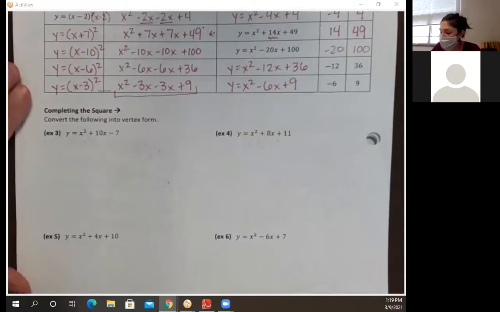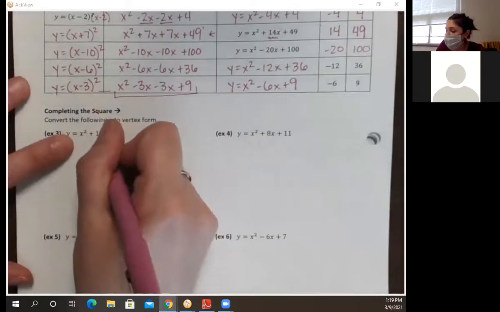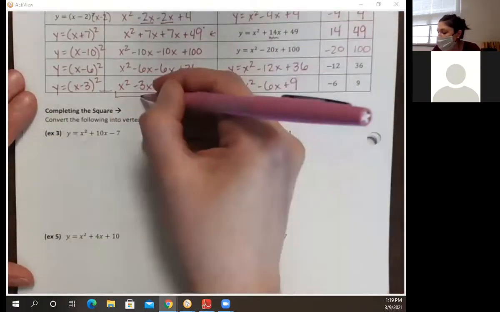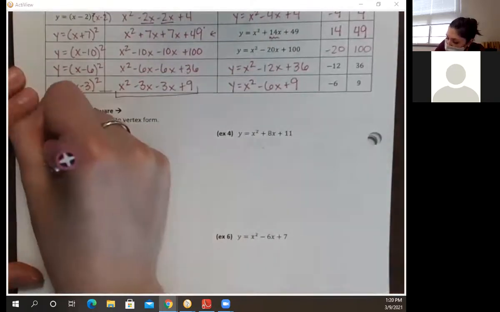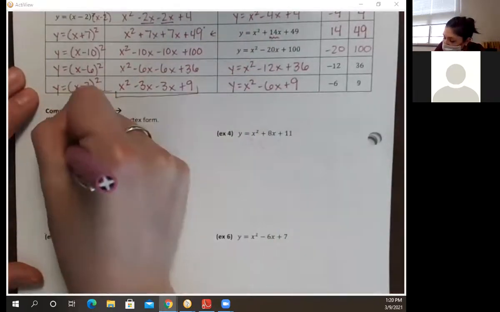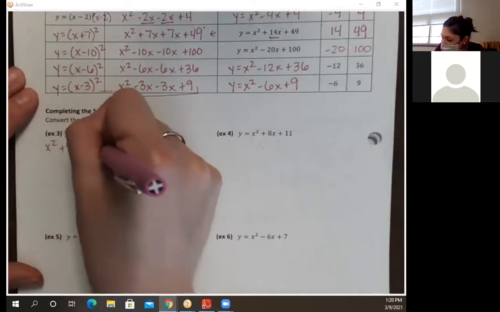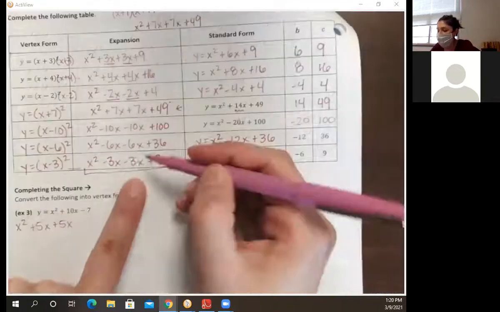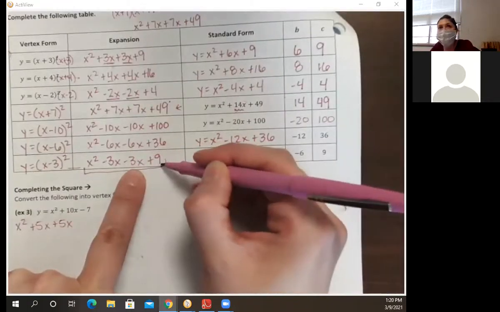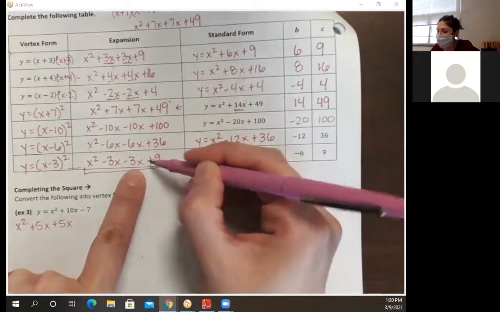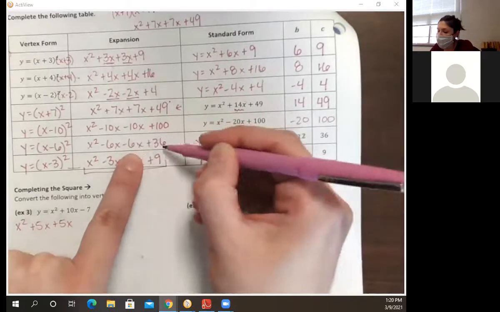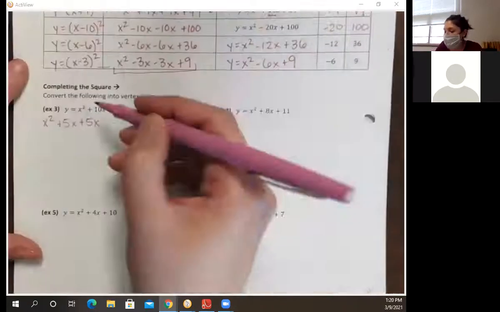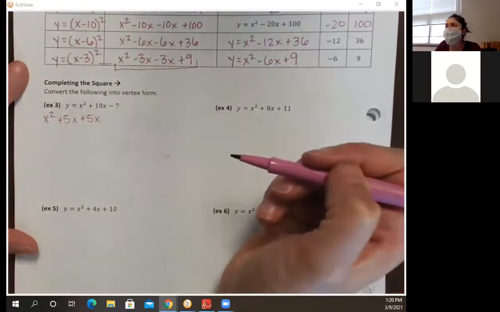So if we take a look at example 3, I'm going to start this the same way we started the problems in our table. So I'm going to take that b value and split it in half. So that would be x squared plus 5x plus 5x. But now the problem is, for all of my other problems, if I took that cut in half number and squared it, I got that last number, right? Negative 3 squared is 9, negative 6 squared is 36, 7 squared is 49, 4 squared is 16. 5 squared is not negative 7.